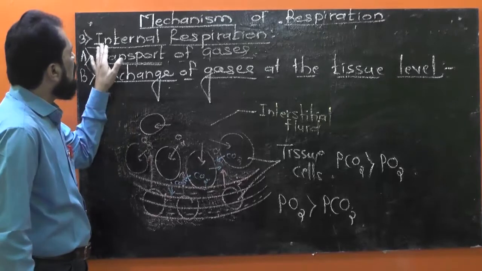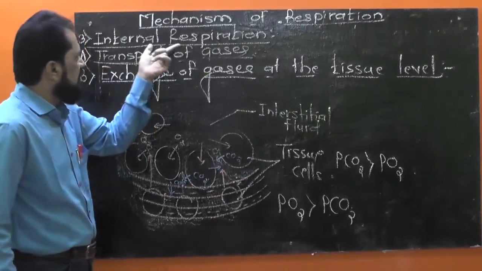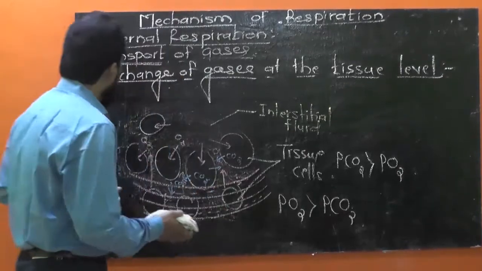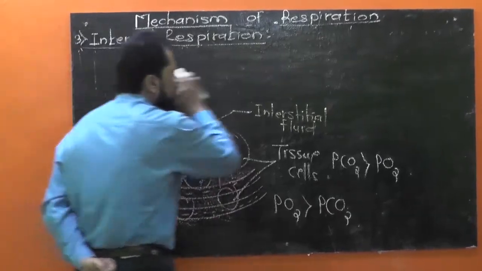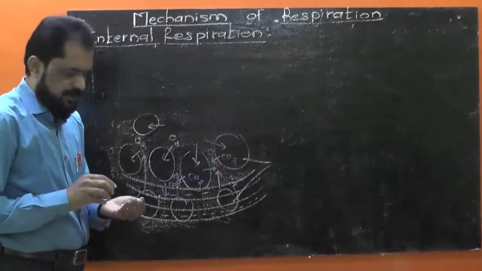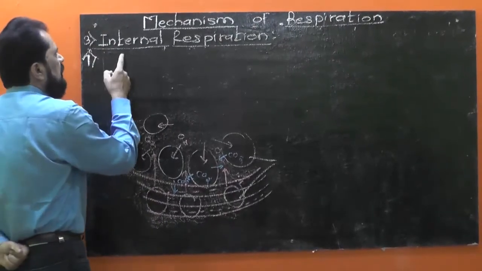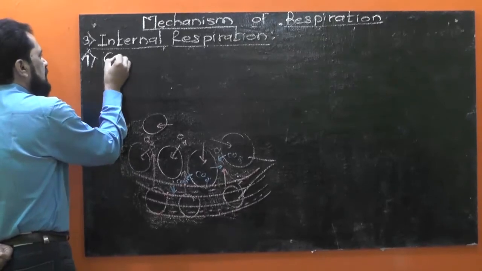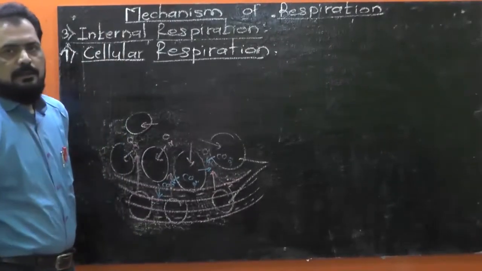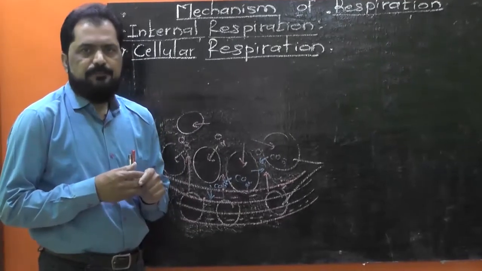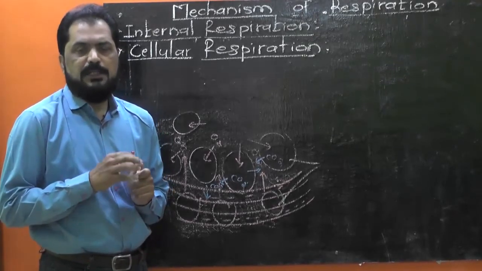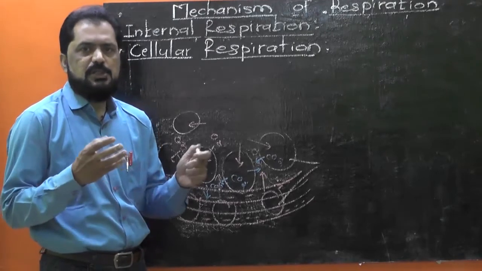That's all about the third step in the mechanism of respiration, that is internal respiration. Now finally, let us talk about the last step, that is cellular respiration. Cellular respiration involves the actual oxidation of glucose and release of energy. So the fourth major step in the mechanism of respiration is cellular respiration. As I said just now, it involves the stepwise breaking down, stepwise oxidation of the organic substrate, that is glucose, leading to the release of energy.